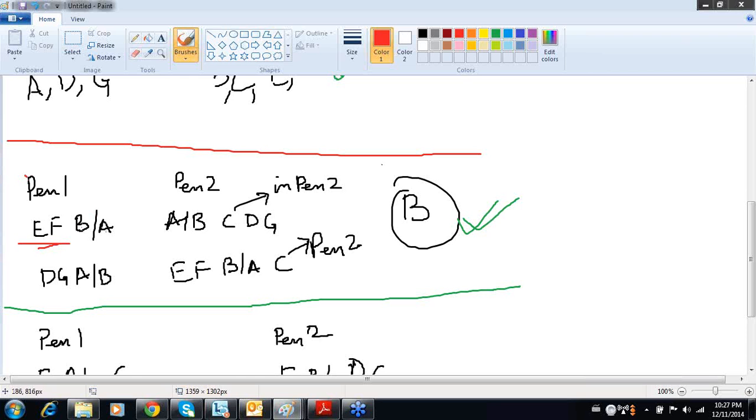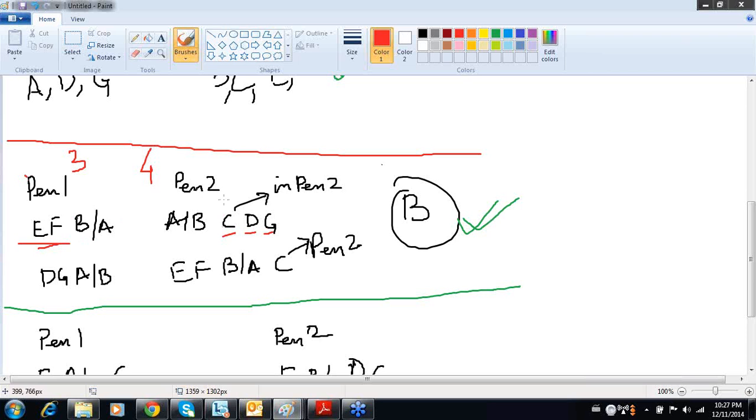Let me say B oblique A is in pen 1. So A oblique B will be in pen 2. The rest all three have to be in pen 2: C, D, and G have to be in pen 2, because pen 1 can only occupy 3, and pen 2, 4 have to be occupied. So EF has to be with B and B oblique A, B or A.